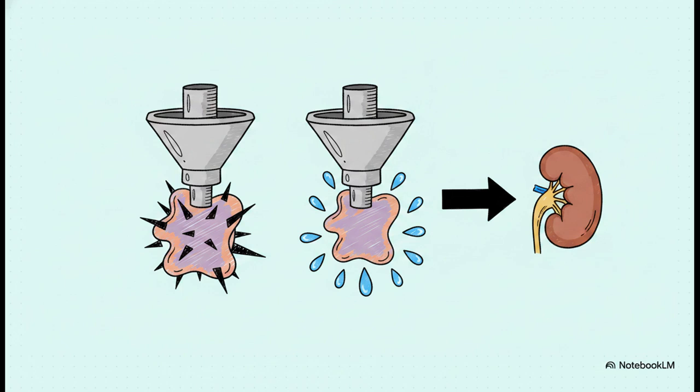Now, you might be wondering, why does this matter? Well, it's absolutely crucial because nonpolar lipophilic toxins cannot be easily peed out by the kidneys. This whole two-phase conversion to water solubility is the only way the body can expel these dangerous xenobiotics. If this process gets disrupted, well, the toxins just accumulate.